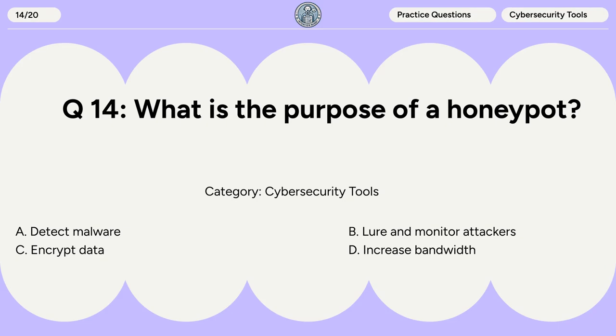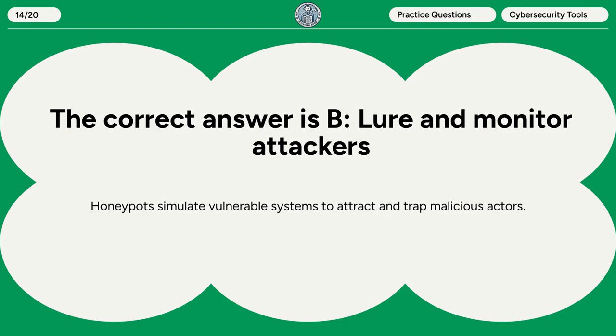Question 14. What is the purpose of a honeypot? A. Detect malware. B. Lure and monitor attackers. C. Encrypt data. D. Increase bandwidth. The correct answer is B. Lure and monitor attackers. Honeypots simulate vulnerable systems to attract and trap malicious actors.